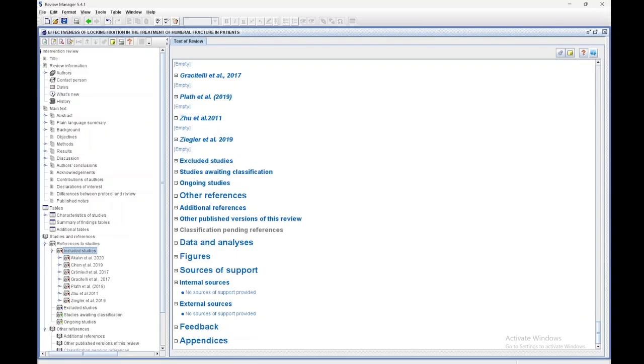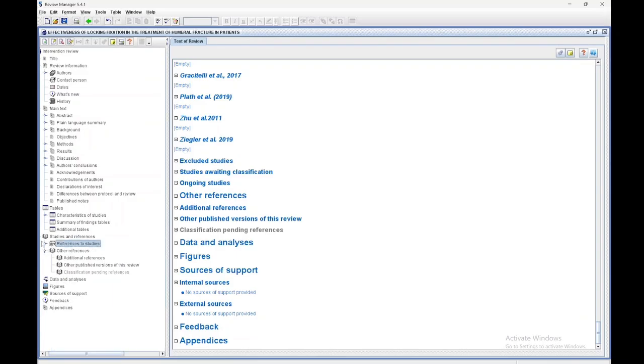Now, remember we just entered studies. Now, the next one we'll have to enter is what? An outcome. Now, how do we do that? We'll go to data analysis.